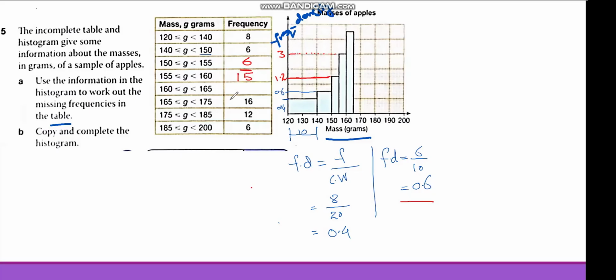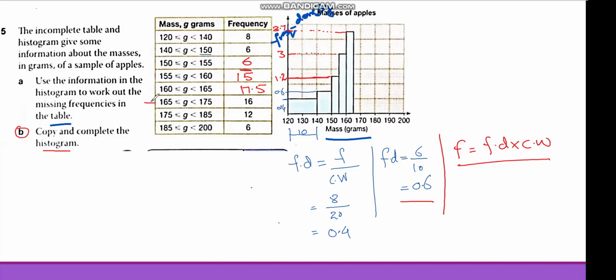Then for the next class interval, which is from 160 to 165, where the class width is again 5, we can consider this frequency density as 3.7. So 3.7 times 5 is 17.5. So this is how we can complete the data, because for the frequencies, we just multiply the frequency density with the class width. Now let's do the B part where we have to complete the histogram.